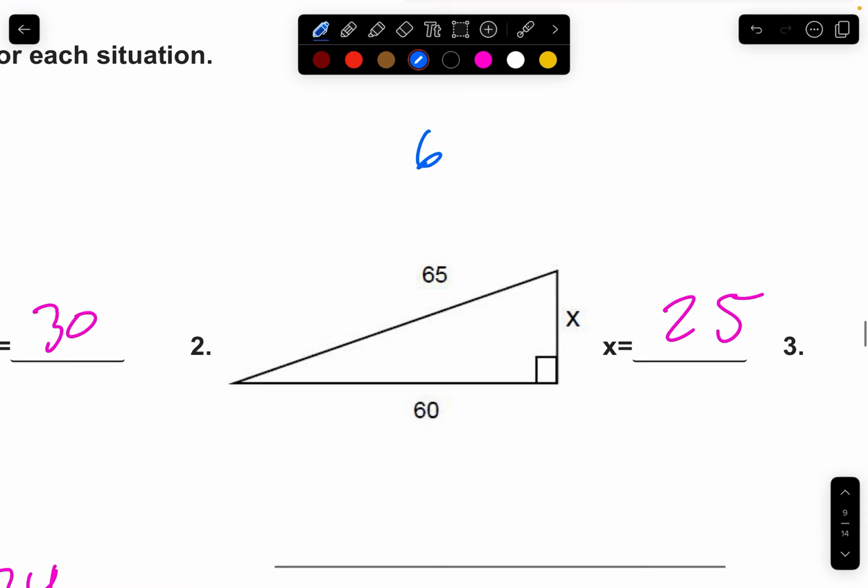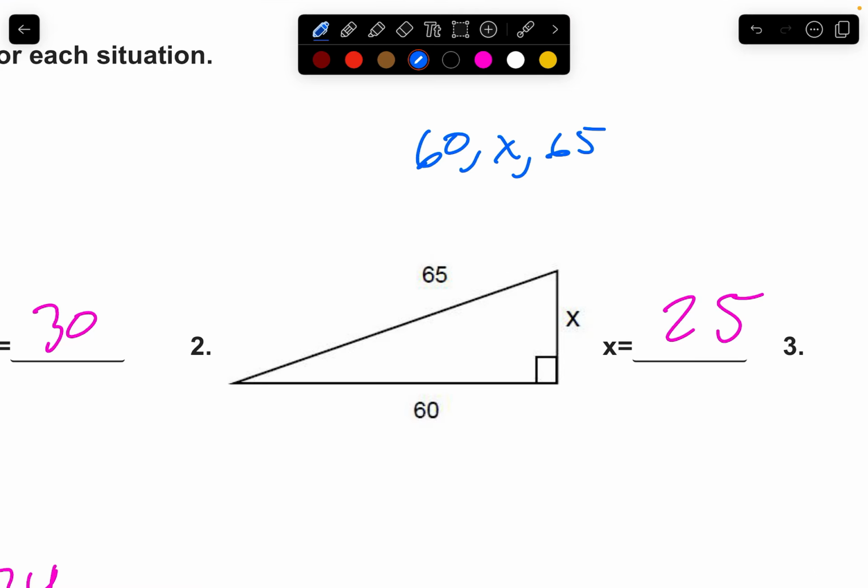Over here we have 60, x, and 65. Always list the hypotenuse last. What can I divide by? I can divide by 5 for sure. 5 times 12, 5 times 13. So this is a 5, 12, 13. So I divided by 5. So 5 times 5 would be 25.